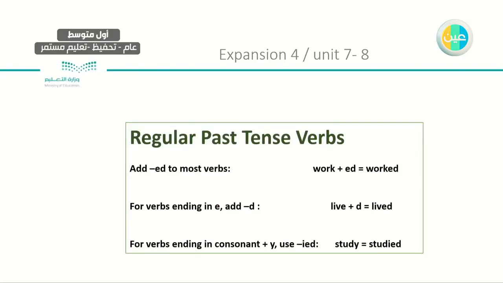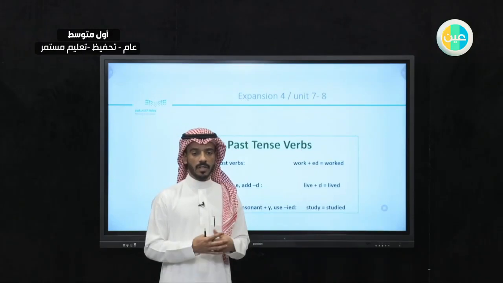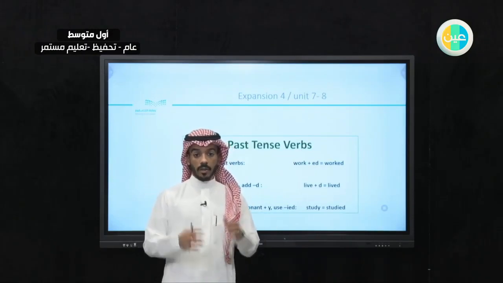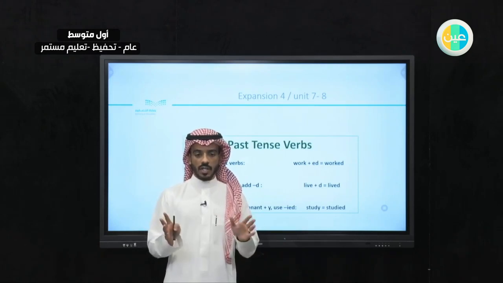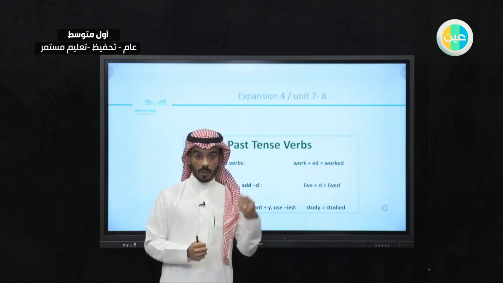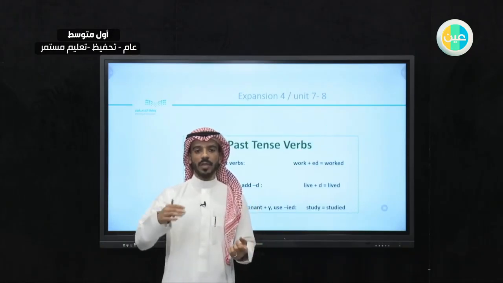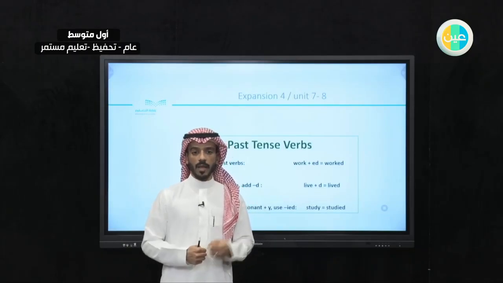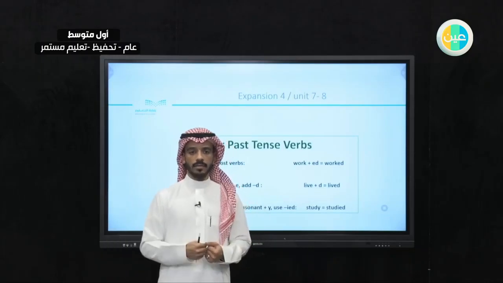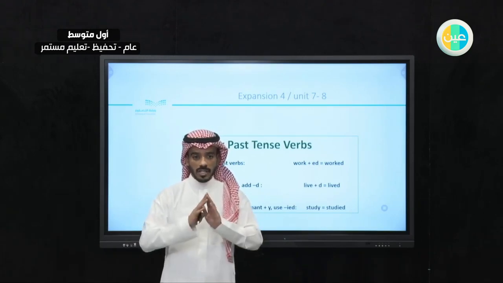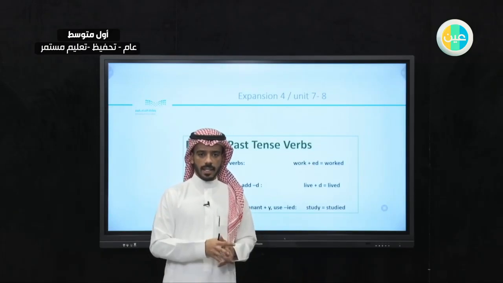Now, let's talk about the past simple. We have two kinds of verbs: regular verbs and irregular verbs. Regular verbs are easy, we just add ed at the end of the verb. For example, work is a regular verb, and we add ed to the verb. Work, worked, okay? Play, played. Live, lived, okay? So we just add ed at the end of the verb.